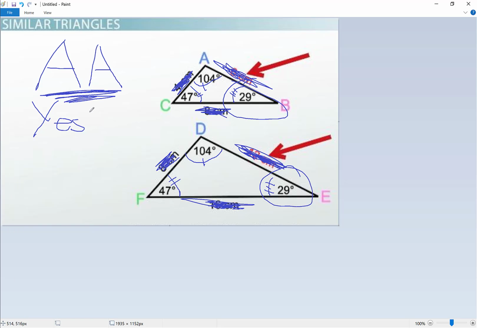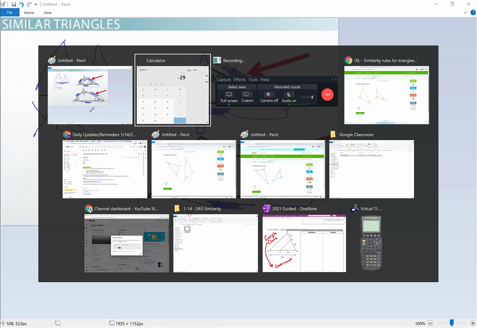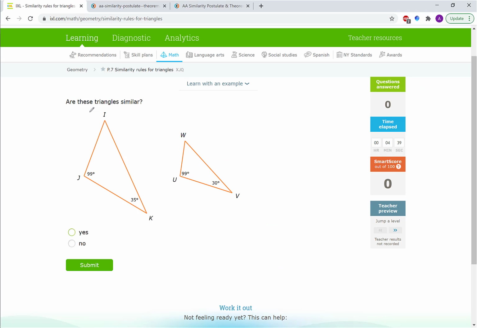It's because those 2 angles, if 2 angles are the same from one triangle to 2 angles from the other, they're still going to subtract from that same 180 to make sure that the third angle is the same. So this is the angle-angle postulate, and that's kind of how these problems are going to start off. They're going to ask you, are the triangles similar? And most of them are going to be the angle-angle.